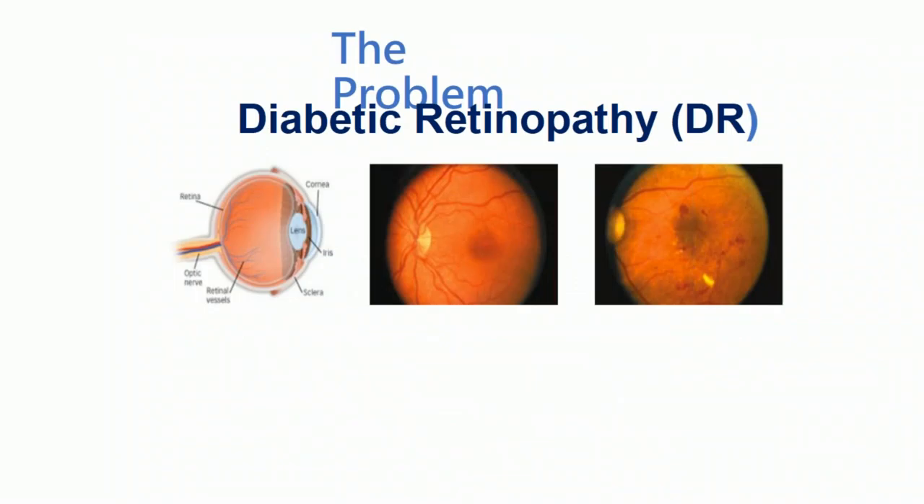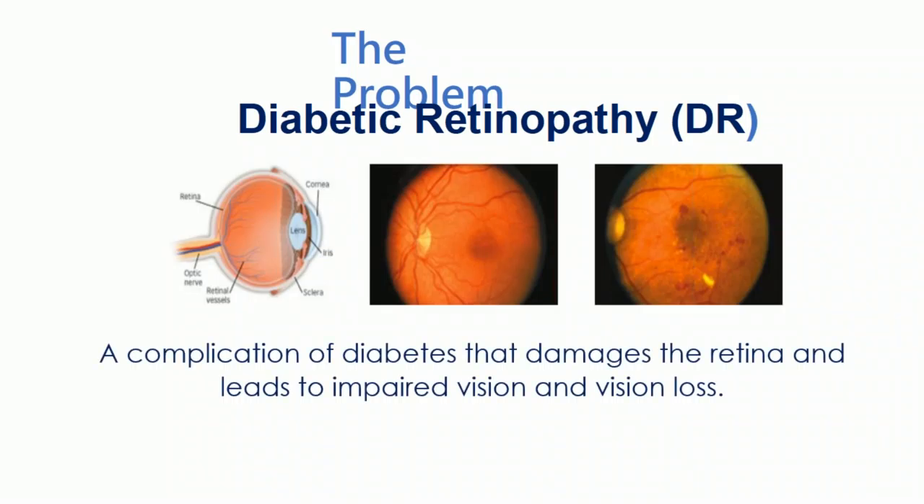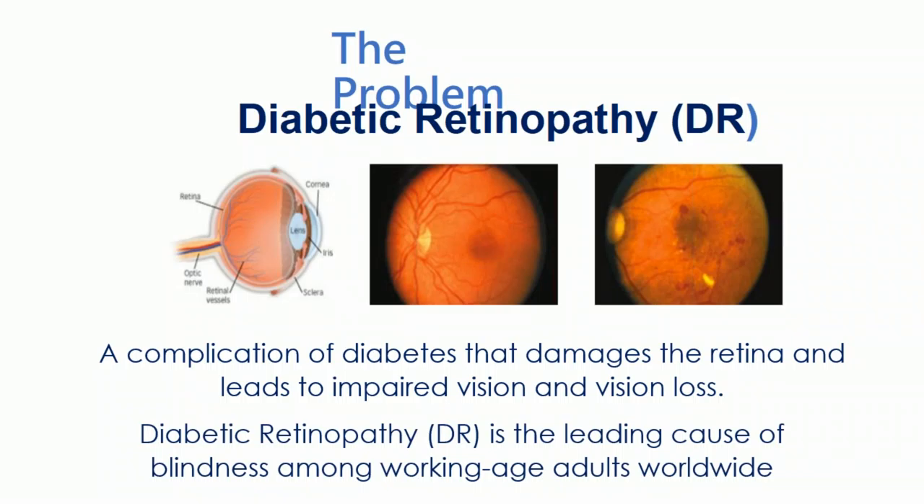The challenge that we decided to take upon ourselves was, of the many problems, one we identified, which we felt is low-hanging fruit with a lot of possible impact globally, is diabetic retinopathy. Diabetic retinopathy is, as many of you may know, a complication of diabetes that damages the retina and leads to vision impairment and possibly vision loss. Today, DR is the leading cause of blindness among working age adults worldwide. So it is a big problem.